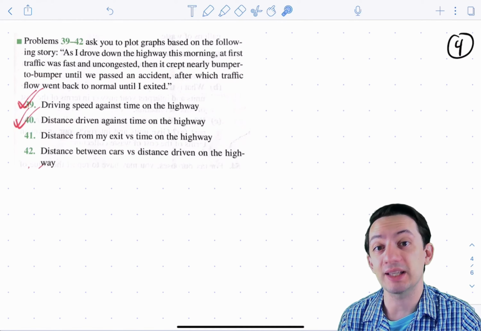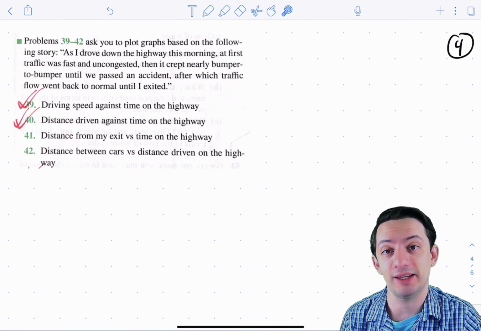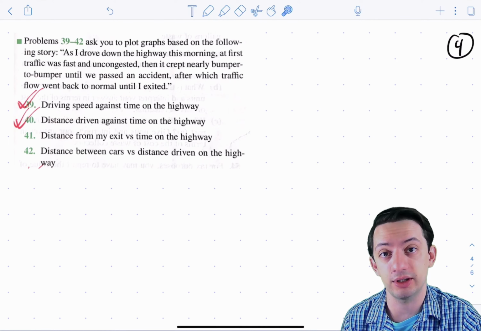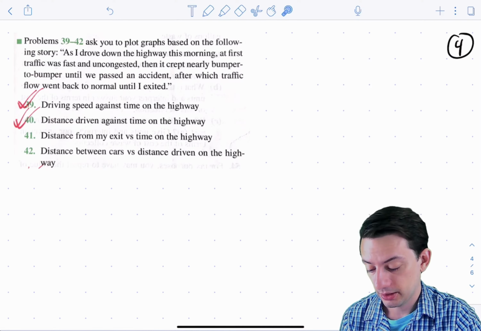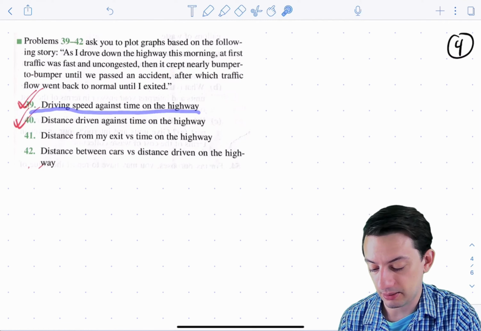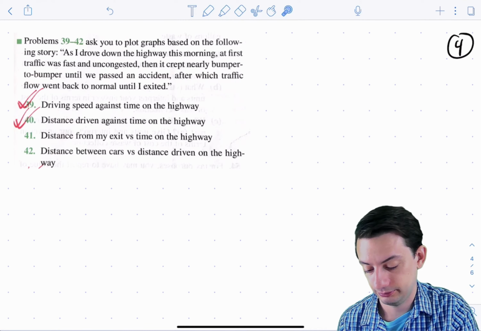This is a really conceptual question to make sure you understand the idea of independent and dependent variables and how to draw graphs. So these are very important questions to know how to do. So let's look at 39. Driving speed against time on the highway.